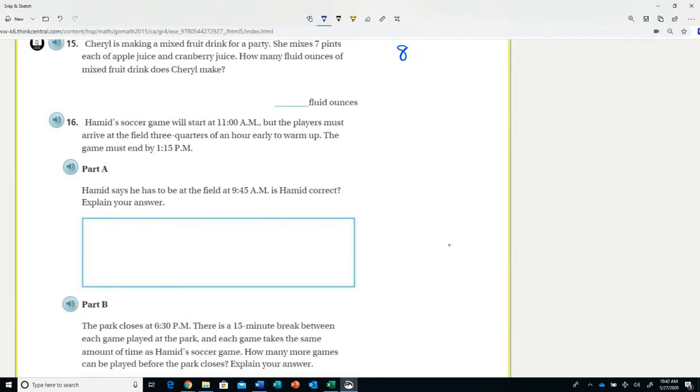We know that there are 8 fluid ounces in 1 cup. Think pint of milk at school, or not pint, but carton of milk. That's the milk. 2 cups equals 1 pint. And I think that's all we're going to need. We don't need quarts or gallons here. So she has 7 pints of each.